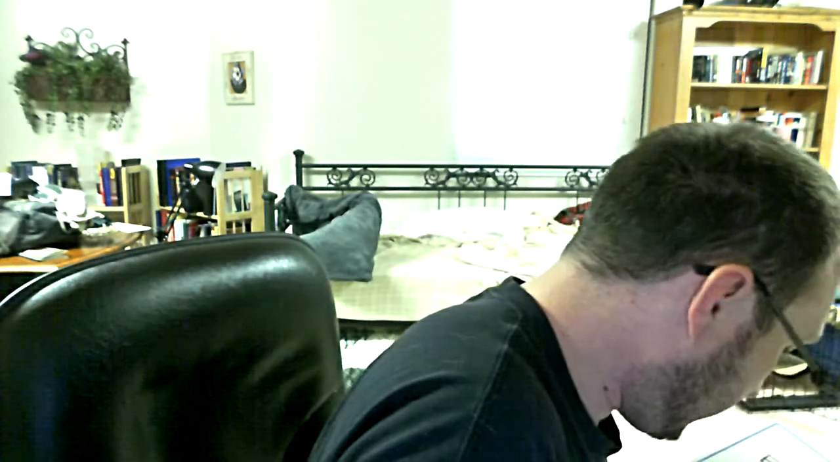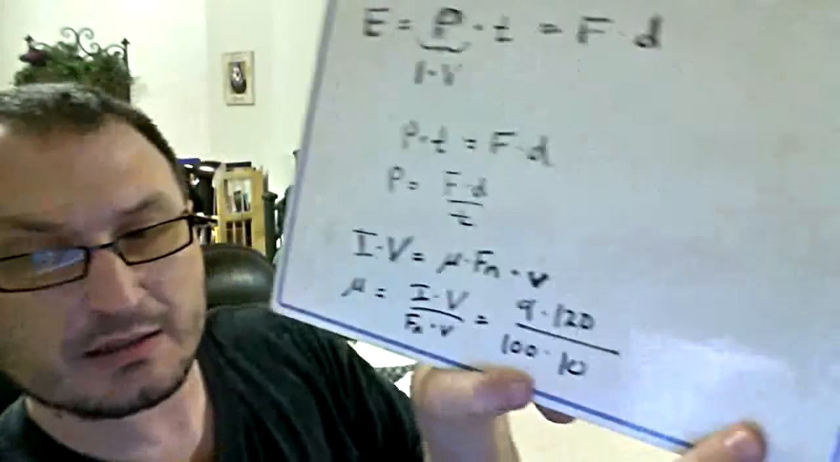And then I can start plugging numbers in here. I is 9 amps. Voltage is 120 volts. The normal force is 100 newtons. Everything looks to be in standard units. And then the velocity is 10 meters per second. So I get something like that.